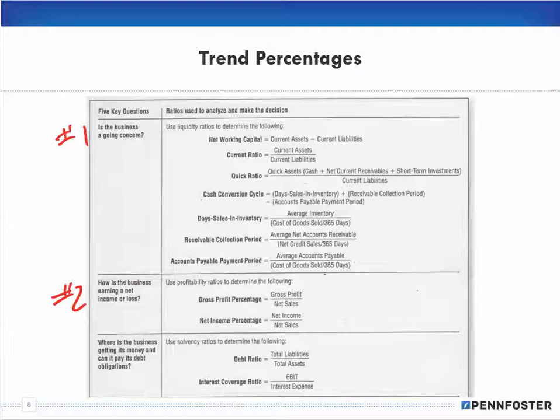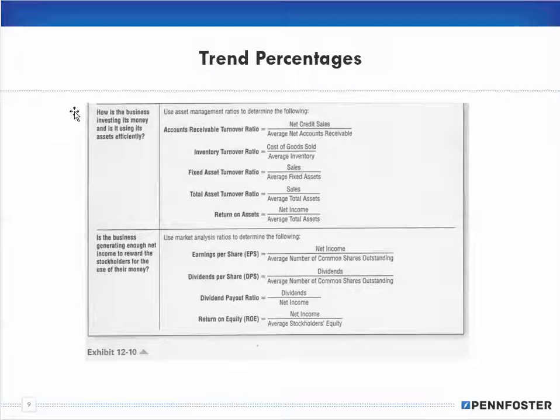Question number 2 is, how is the business earning a net income or loss? You have your gross profit percentage and your net income percentage. Number 3 is, where is the business getting its money? Can it pay its debt obligations? Use the debt ratio and the interest coverage ratio. Number 4 is, how is the business investing its money, and is it still using its assets efficiently? So you look at these ratios for that. And question number 5 is, is the business generating enough income to reward stockholders for the use of their money? So these are the different ratios that you use to answer that question.